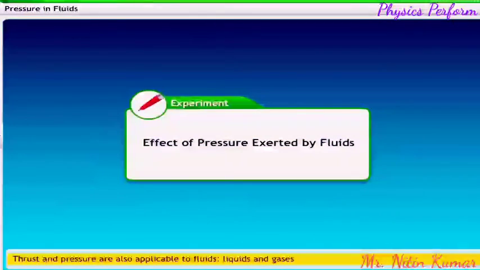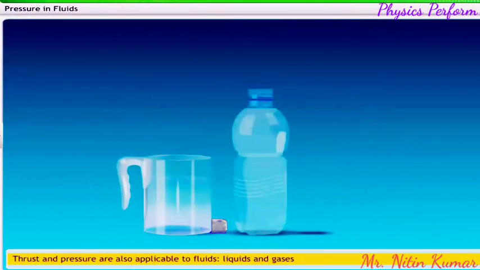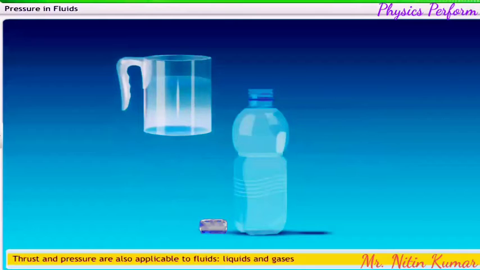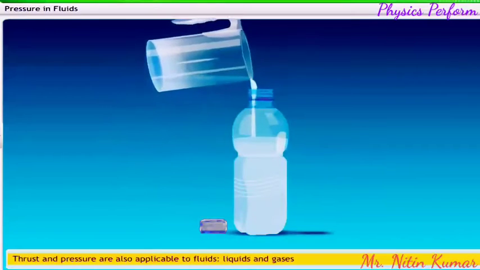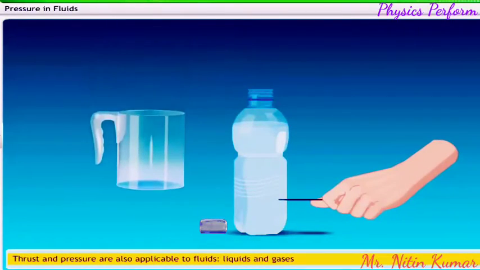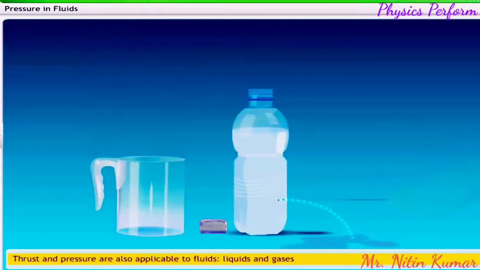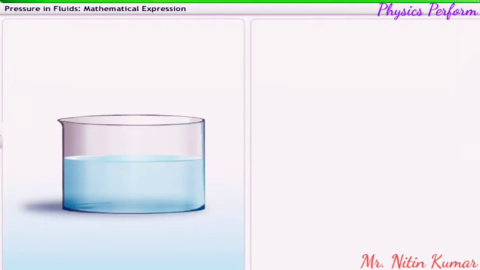We can demonstrate the effect of pressure in liquids through a simple example using a plastic bottle. Fill the plastic bottle completely with water. Then, make a small hole in the lower half of the wall of the bottle. You will see that the water gushes out through the hole with considerable force. This force is due to the pressure of the fluid at that point. So, how do we calculate pressure in fluids?